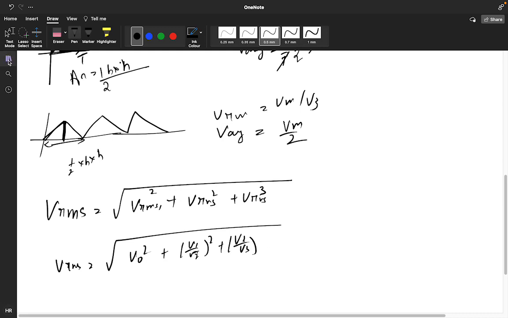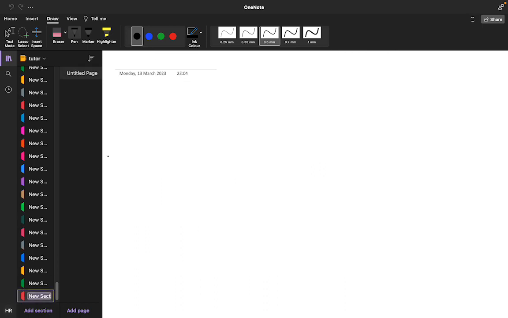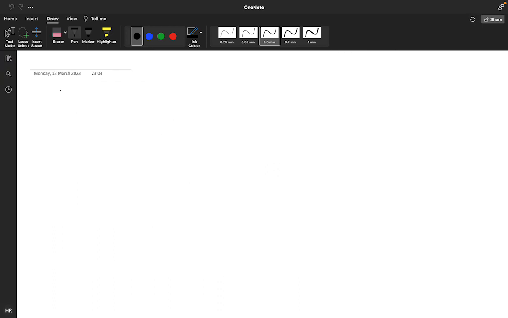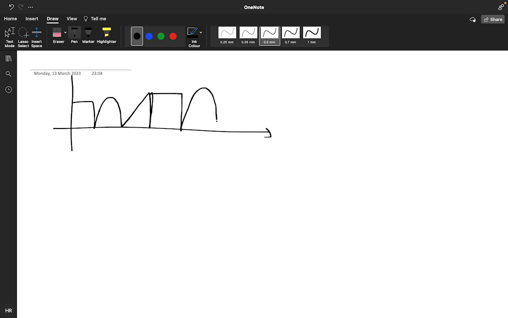See, the thing is that if you have a signal like this, then the signal is again repeating like this, and it's going like this. Up to here it is repeating again. So what is the RMS value of this signal?